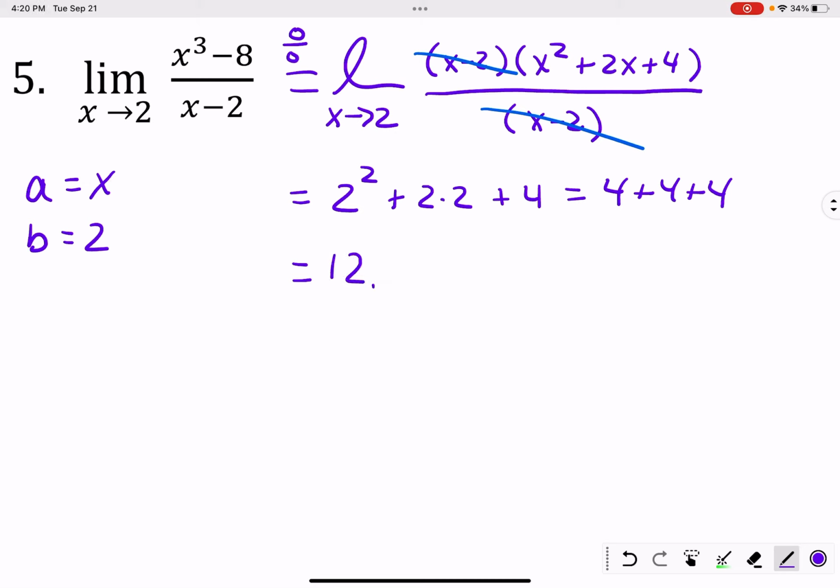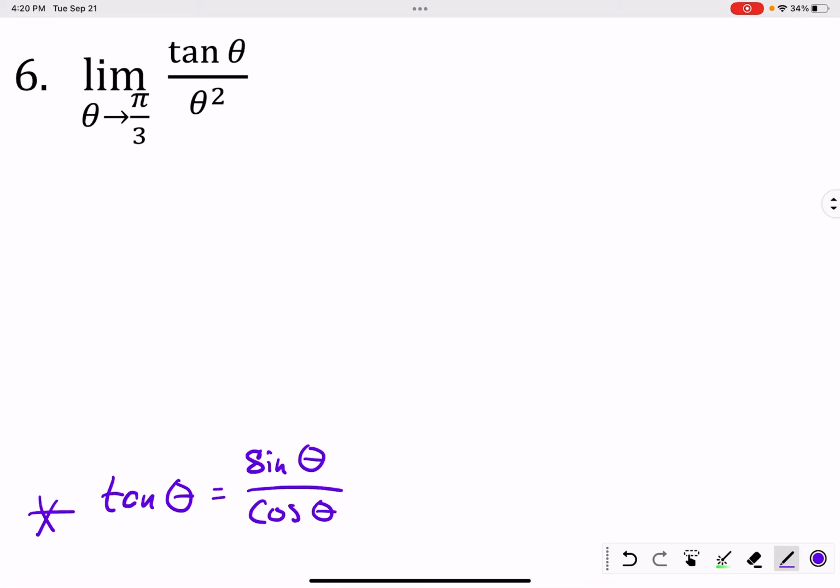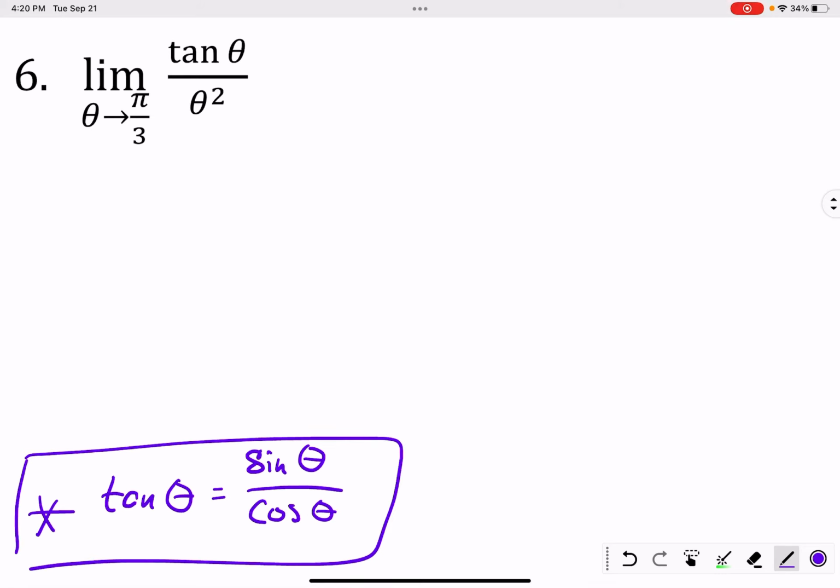All right, last one for this page, number 6. A little bit of trig here as well. Nothing difficult. The only thing you need to know is that tangent of theta is rewritten as sine of theta over cosine of theta. You don't actually need it for this problem, but eventually we're going to start to use this a ton. So tangent is just sine over cosine. I'm going to rewrite this limit.